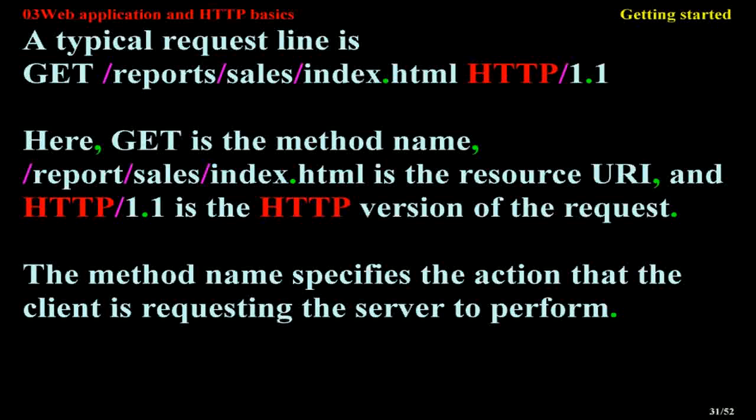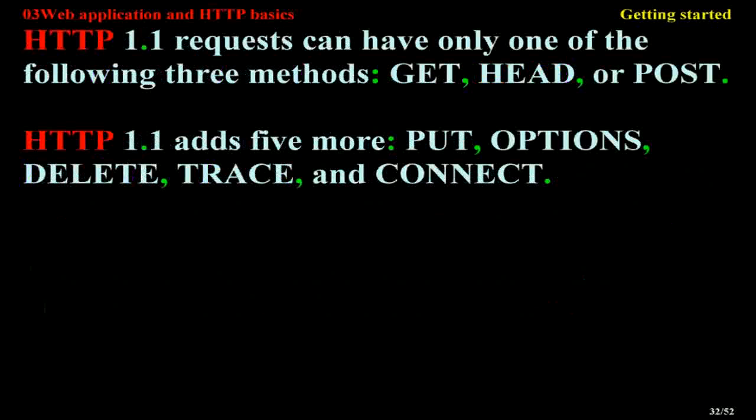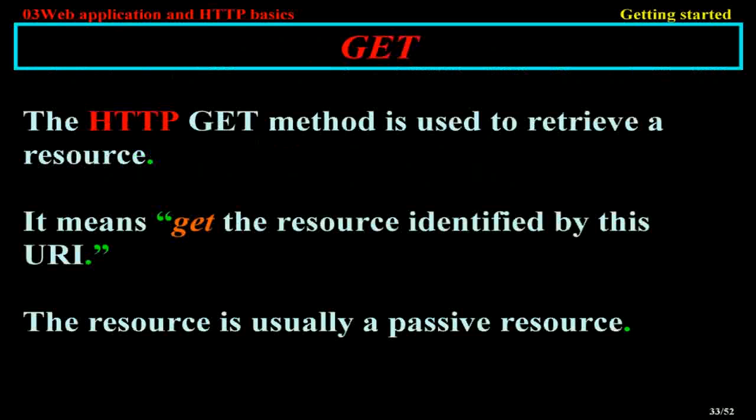The method name specifies the action that the client is requesting the server to perform. HTTP 1.0 requests can have only one of the following 3 methods: GET, HEAD, or POST. HTTP 1.1 adds 5 more: PUT, OPTIONS, DELETE, TRACE, and CONNECT. GET. The HTTP GET method is used to retrieve a resource. It means get the resource identified by the URI.